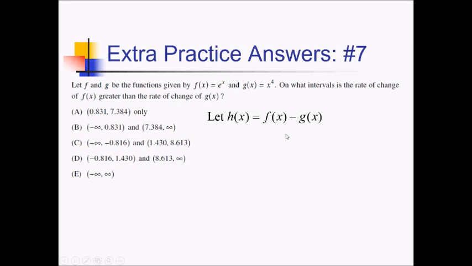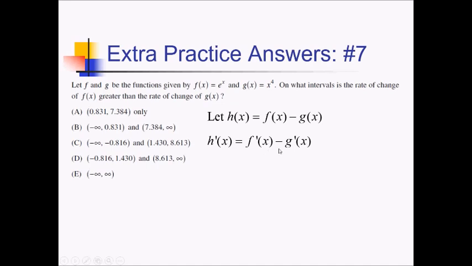And the reason I'm doing this is because I'm going to next define another function, h prime of x. That's just going to be f prime of x minus g prime of x. If I want to figure out where the rate of change of f is greater than the rate of change of g, I basically need to figure out where this thing comes out positive. Because if f prime is bigger than g prime, this will come out positive. Otherwise, it's going to come out negative.